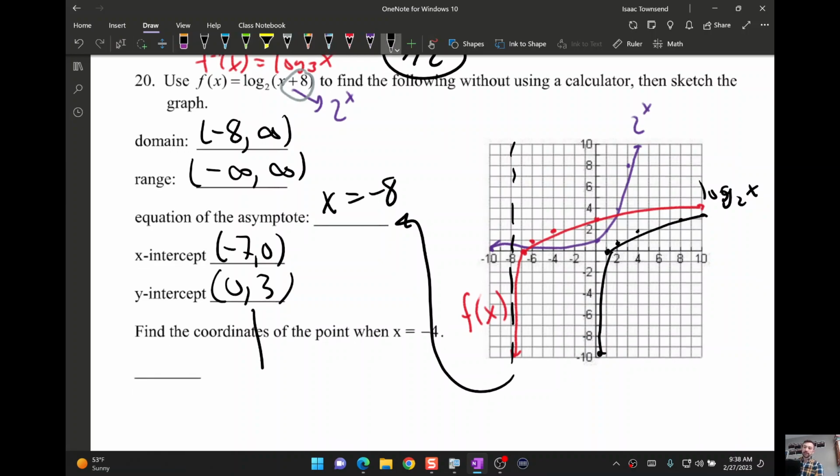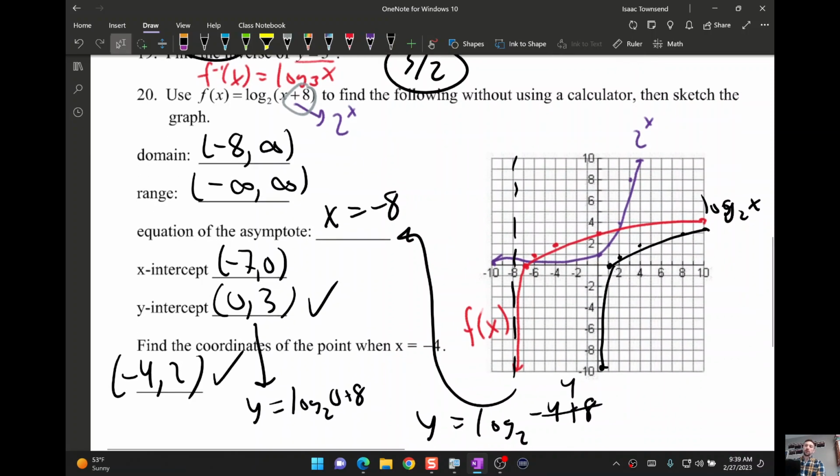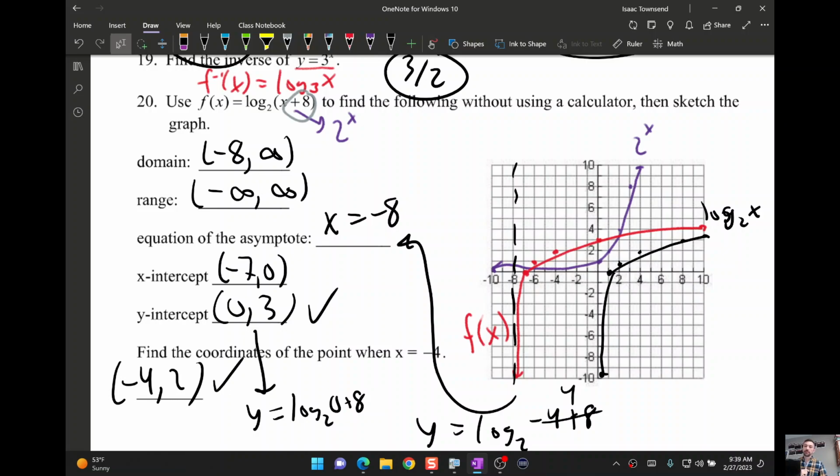But because it only takes me 2 seconds to check it algebraically, I plug in 0 for x and solve. Log base 2 of 8 is 3, so I'm sure that is correct, and I'm sure that's a point on the graph. And then same thing with x equals -4. I think it should be 2, but I can plug it in algebraically and know for sure. Log base 2 of 4 is 2. That helps me feel more confident about my graph as well. Okay, any parts of 20 that you'd like to ask about or would like me to go over again?